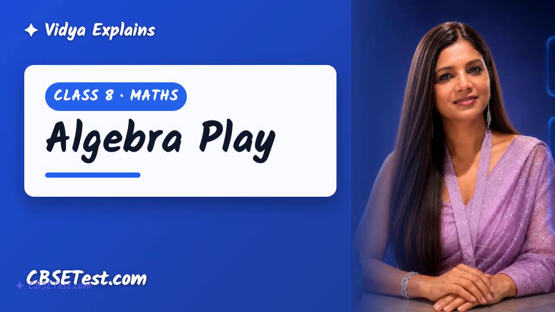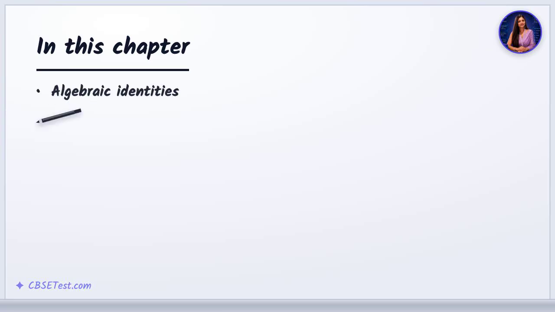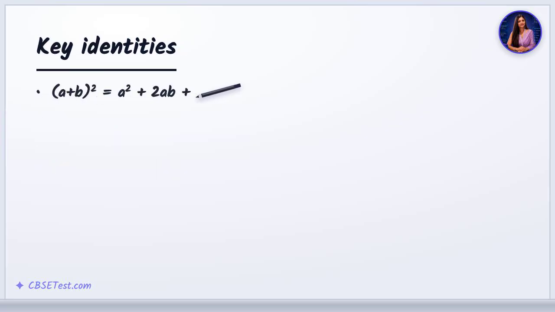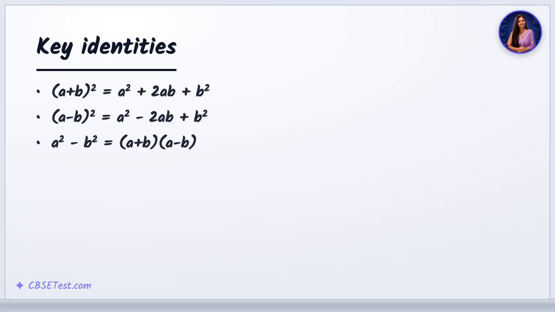Let's learn Algebra Play together, step by step. Algebra is the language of mathematics. Here we use identities to expand quickly and factorization to break expressions back into simpler pieces. Three identities do most of the work: the square of a sum, the square of a difference, and the difference of two squares. Learn them both ways, to expand and to factorize.